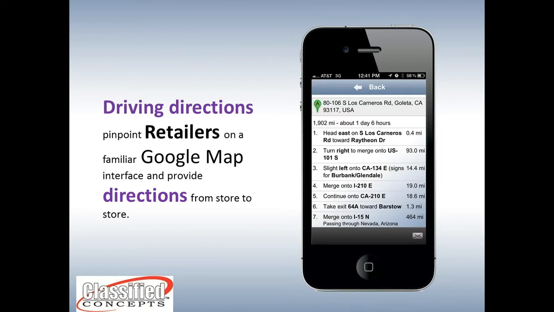And then very easy driving directions. We use a Google Map interface for this particular mobile app. So I think users are pretty used to the functionality of Google Maps. So they can get driving directions to the retailers that they're interested in, or the businesses they're interested in. And then they can get those driving directions from store to store, multi-stop.